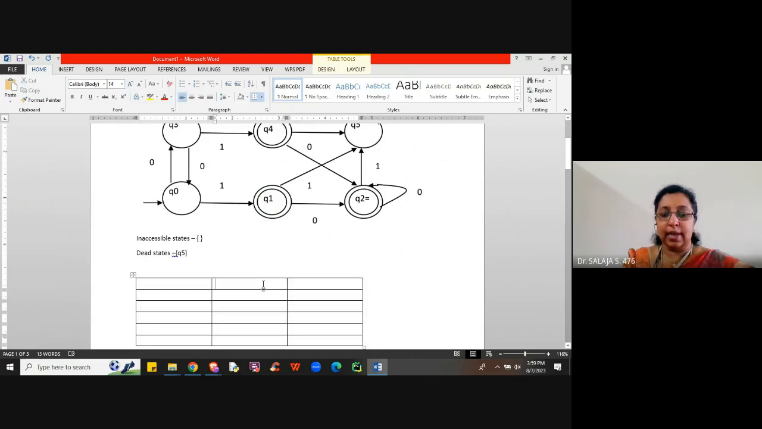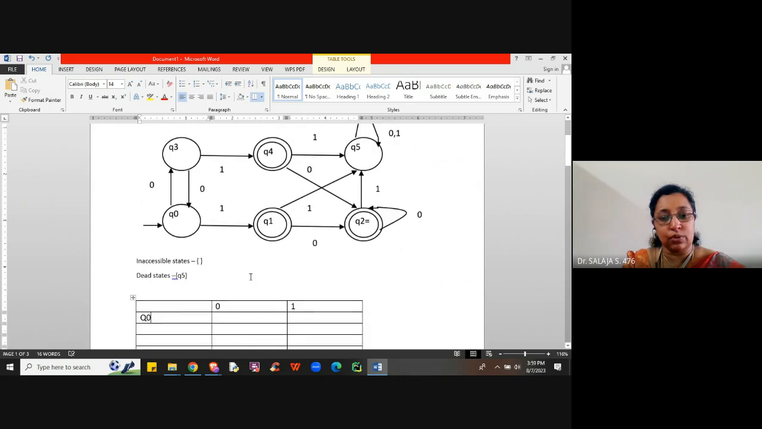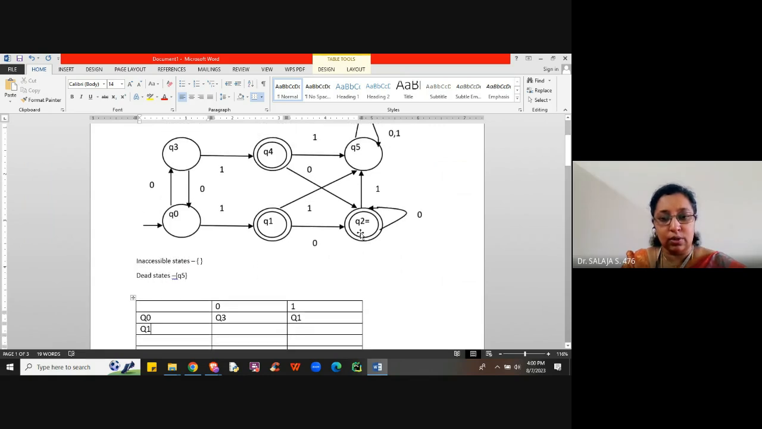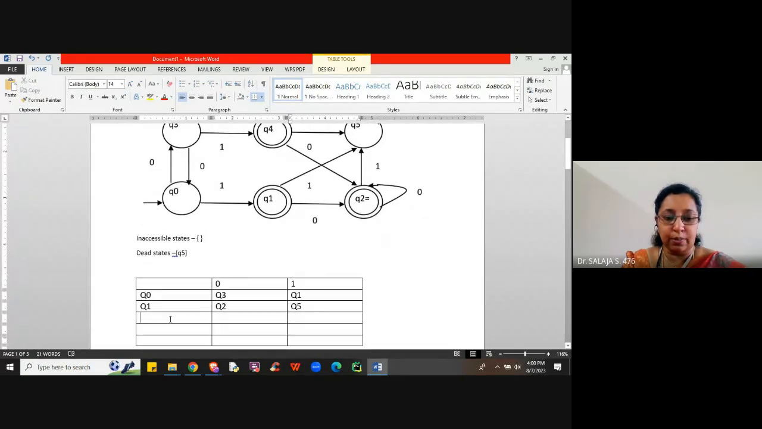So you have transitions on 0 and 1 from Q0. On 0, it moves to Q3. On 1, it moves to Q1. From Q1, on 0, it moves to Q2, and on 1, it moves to Q5. Now I have eliminated Q5, and then we'll try to delete it.